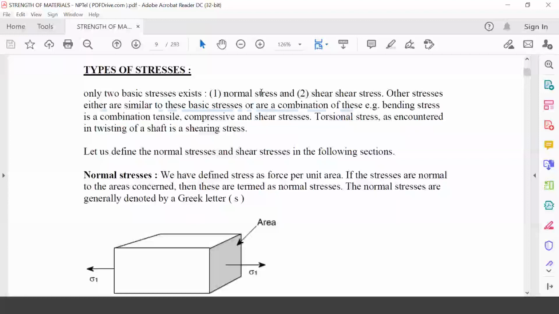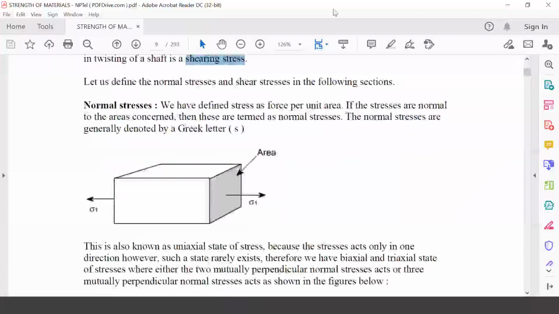Types of stresses. What are the different types of stresses? There are only two basic types of stresses that exist, that is normal stress and shear stress. Now, there are certain other stresses that are similar to these basic stresses, a combination of these. That means the normal or shear. These are the two main stresses.